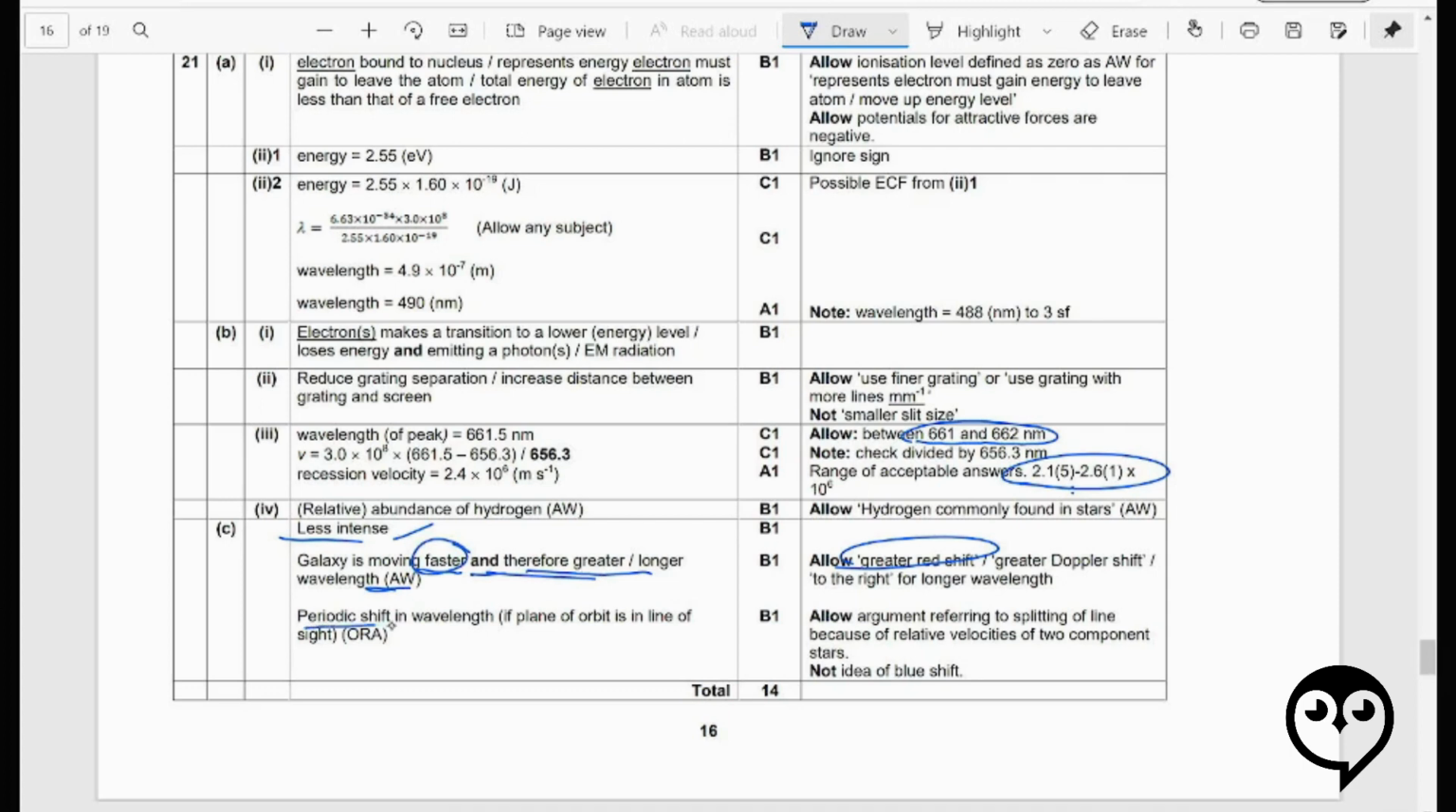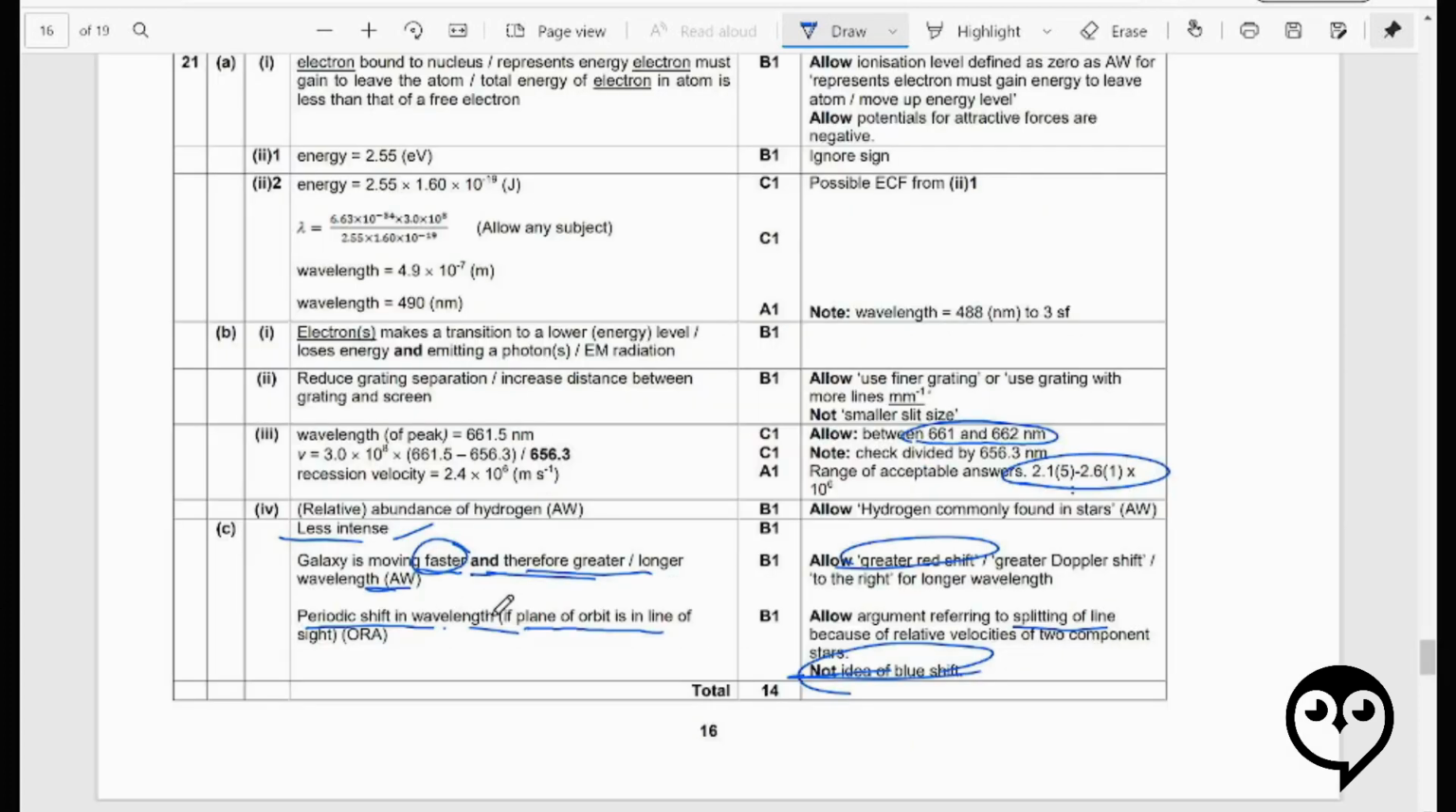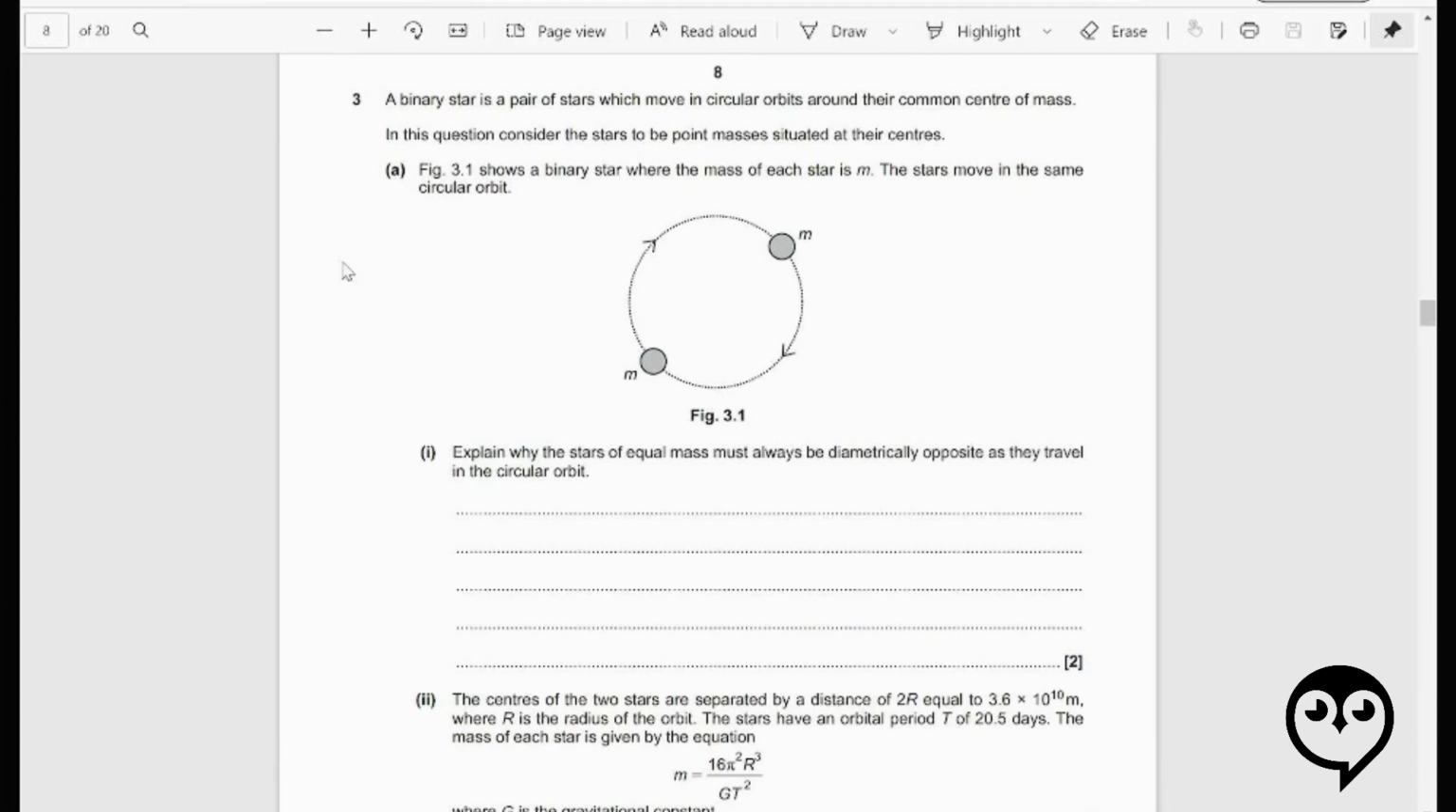Okay, and what's this? Periodic shift in wavelength if plane of orbit is in line of sight. Yeah, right, okay? So argument referring to splitting of not ideal blue, no blue shift. We're not worried about this star blue shifting as it moves away from us, because the whole system is moving away. It's a redshift, okay? But if our line of sight is in the plane of this orbit, we should see periodic shift in wavelength, okay? Right, and here we are, another binary star question.